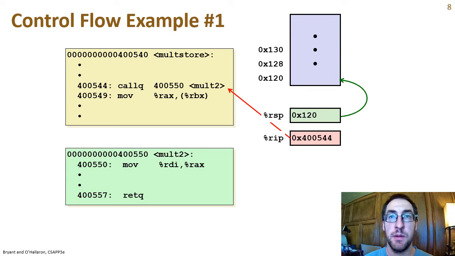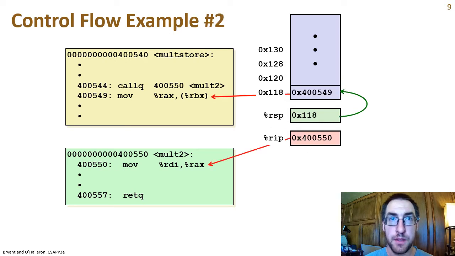So let's have a look through the disassembled code of our two procedures. Here we can see that the instruction pointer points to the address of the callq mult2 instruction. The stack pointer is at some value, 0x120. So the callq decrements the stack pointer by 8 and pushes the next instruction's address to the stack so that the procedure call will return to the next instruction in the program following the call. The call finishes by changing the instruction pointer to the address of the mult2 label, which is the address of the first instruction in the sub-procedure.